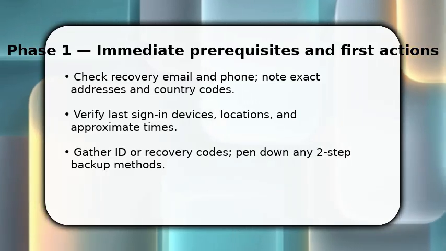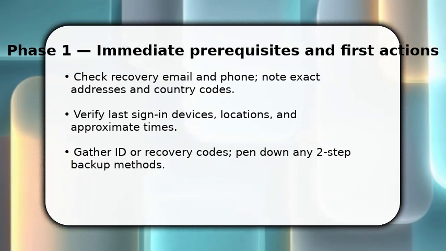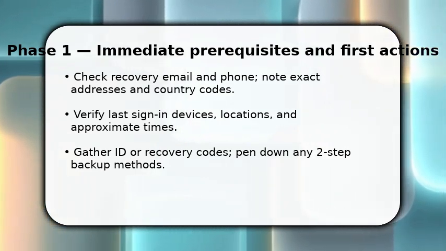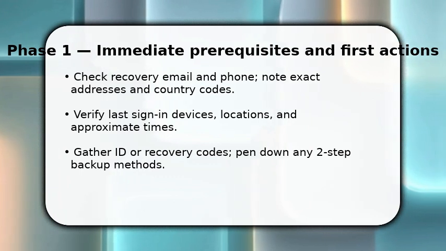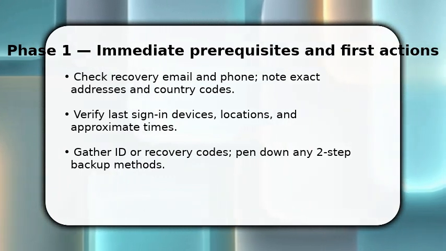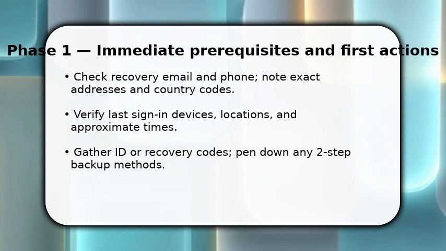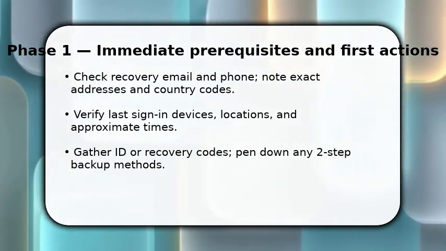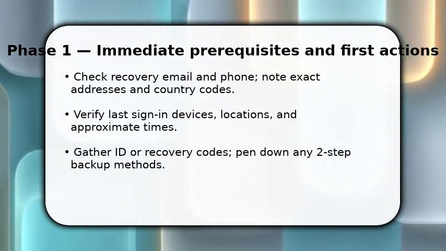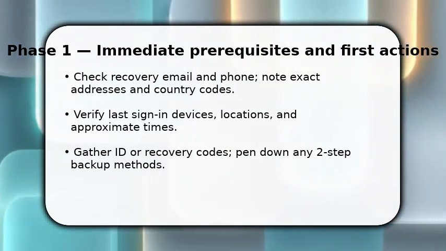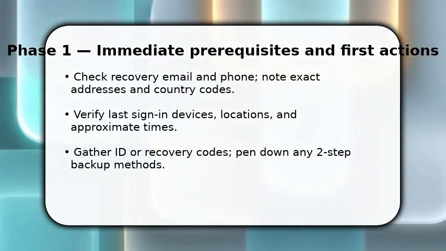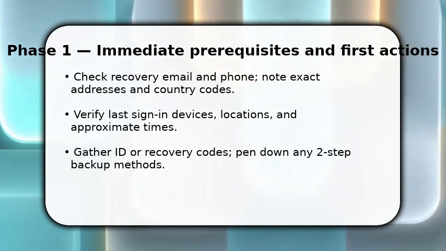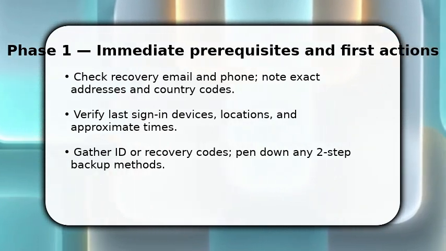You begin by confirming the recovery details Google needs. This speeds verification. Check the exact recovery email and phone number and note country codes. Once done, look at your last sign-ins, device types, and approximate times because Google cross-checks those. Make sure you have any backup codes, tied accounts, or ID ready. These prove ownership. Don't waste time on guesses. Accurate facts reduce delays and lower the chance of repeated lockouts later.